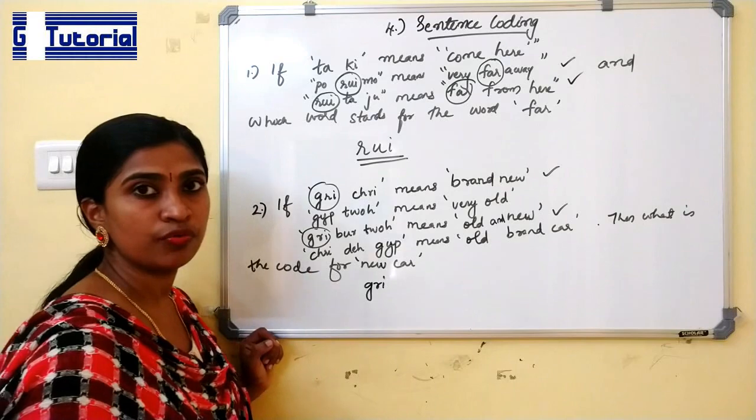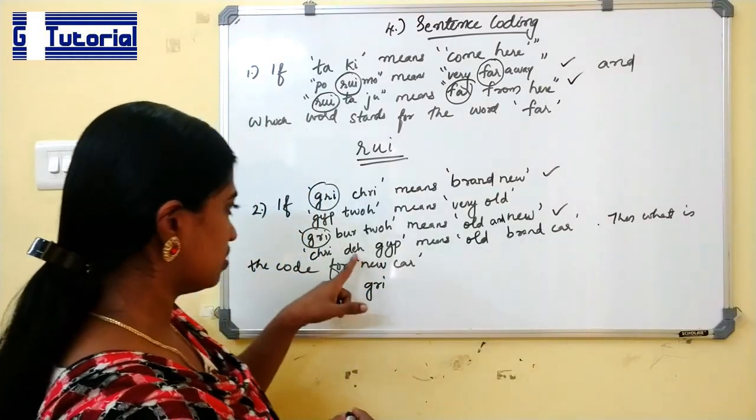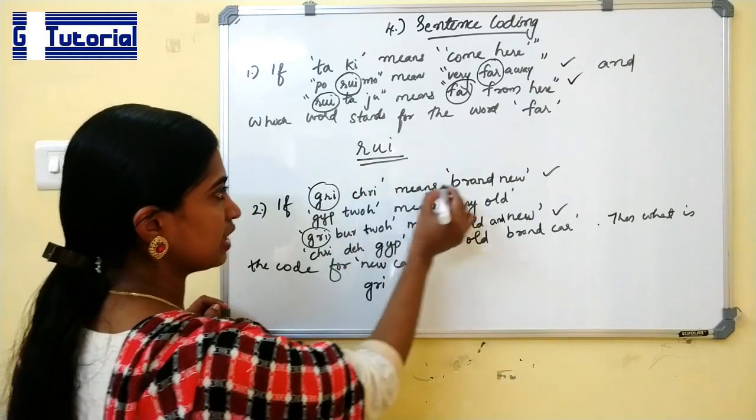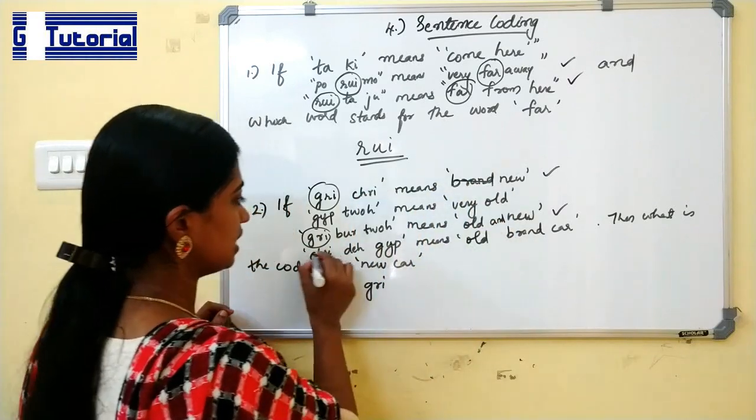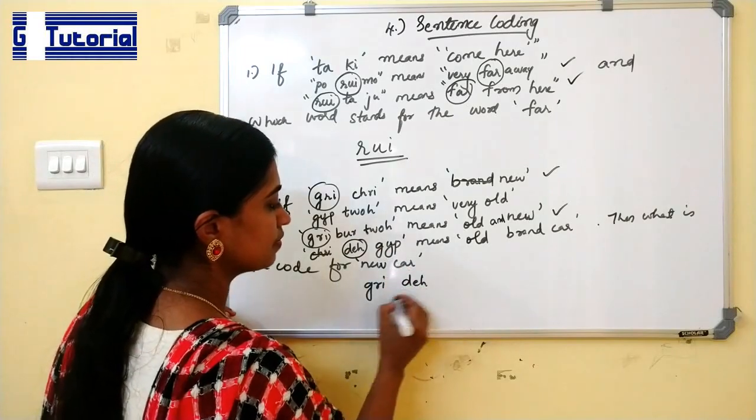Now let us find the code for car. Car is only present in this. So CHRI is present here. So brand is actually CHRI. So the code of car is DEH.